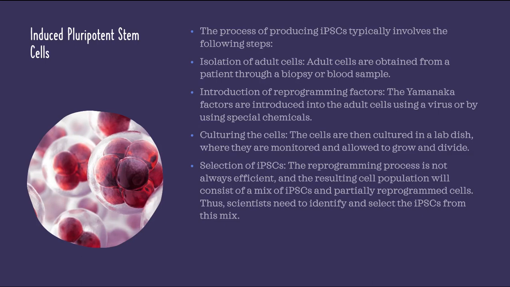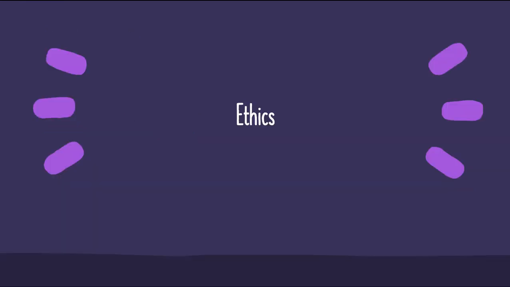Then there's selection of the iPSCs. The reprogramming process is not always efficient, and the resulting cell population will consist of a mix of different iPSCs and partially reprogrammed cells. Scientists need to identify the good ones, the ones they want, isolate them, separate them, and use other techniques and factors to get them to differentiate into the type of cell needed.